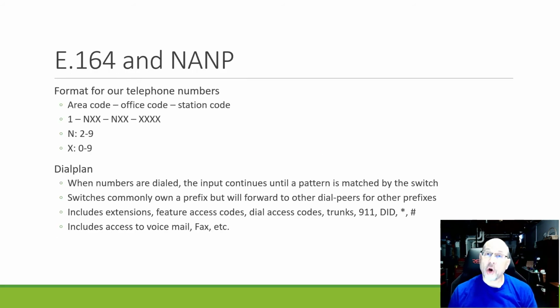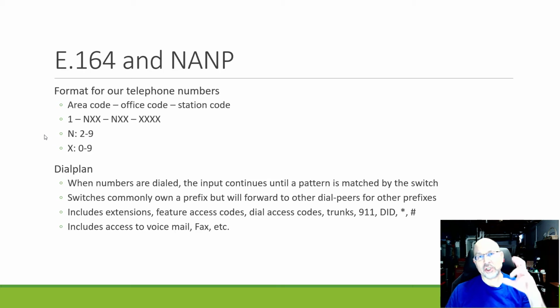Well, let's talk about phone numbers for a sec. Globally, the numbering standard is E.164. That's why I mentioned it earlier. Here in the United States, we use something called the North American Numbering Plan, which specifies how we are going to organize our phone numbers.